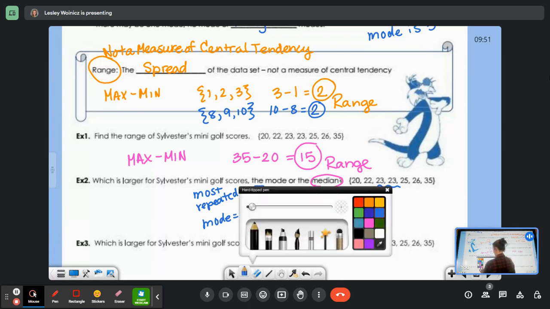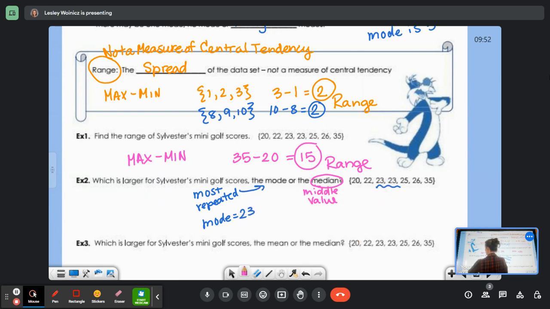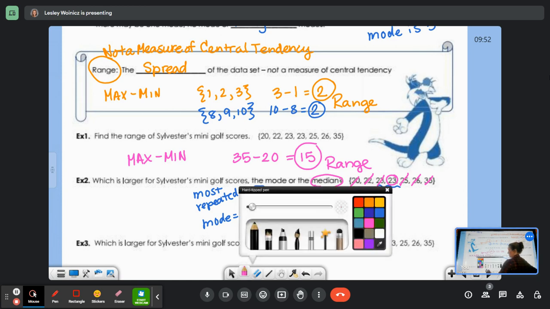And then the middle value, again, make sure they're in order. It's not 20, it's not 35, it's not 22, it's not 26. You can knock off the ends like this to find the middle. It's not 23, it's not this 25, it's this 23. That's the very middle. So the median is 23. So which one is larger? Neither, they are the same.